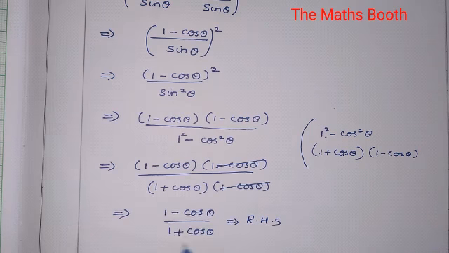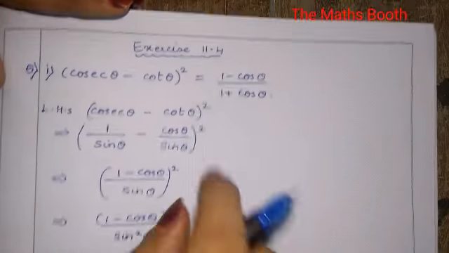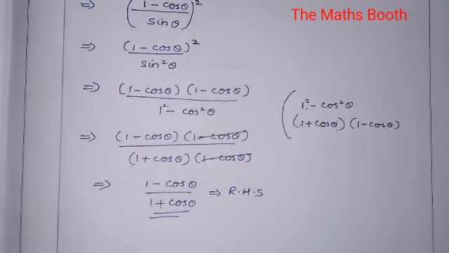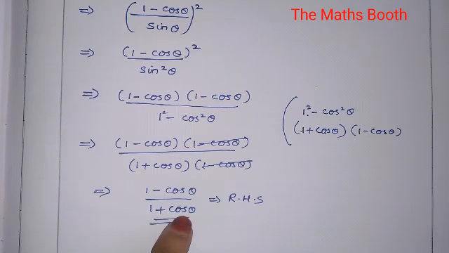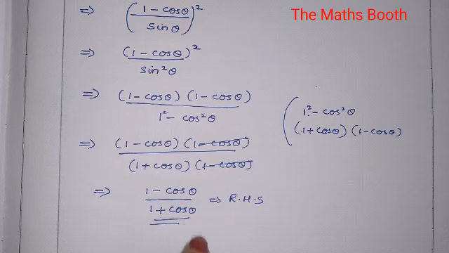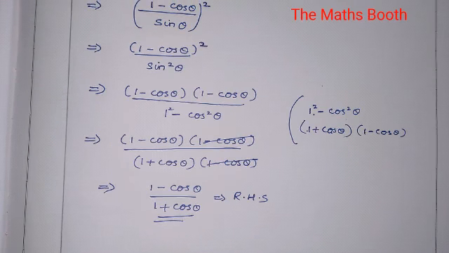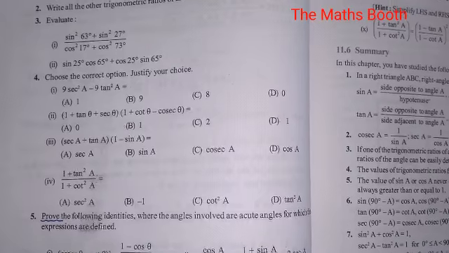They told us to prove this only, so we can see in the question: (1 minus cos theta) upon (1 plus cos theta). We got the answer (1 minus cos theta) upon (1 plus cos theta). Very important question. Okay. Let us see the second question now.